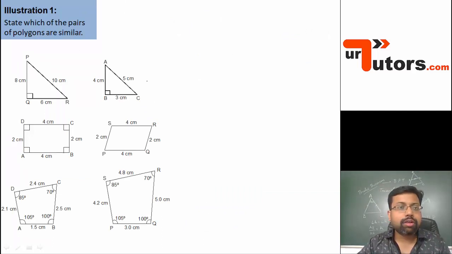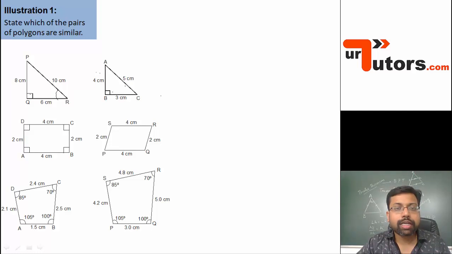Now that you know what similar polygons are, can you tell me if these two figures are similar or not? We first check if they have the same number of sides. They both have 3 sides, so the first criterion is met. The second one was that their corresponding angles are equal. This 90 is also 90, so these two angles are equal.